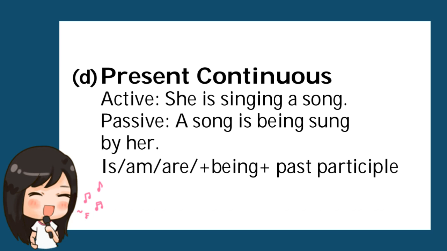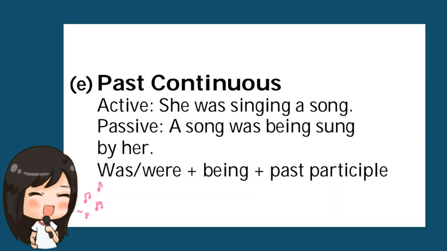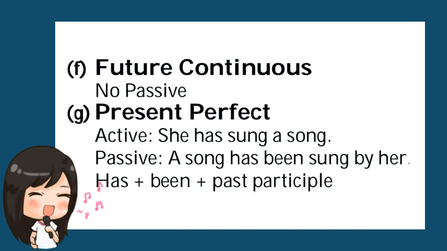So can you say how past continuous tense will be? The sentence becomes she was singing a song. And in passive voice it becomes a song was being sung by her. In present continuous it is am, is, are plus being plus past participle. In past continuous it is was or were plus being plus past participle. That's the only change. While we move to future continuous tense, we should understand there is no passive form there. So that's why we are moving to the next, present perfect form.